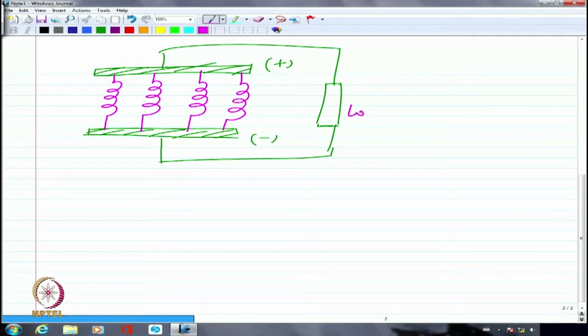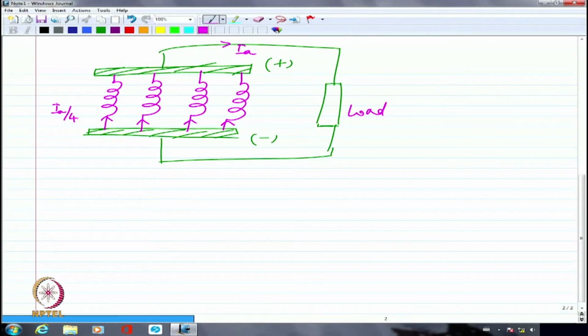So I'm going to have the load carrying a current. If this is IA, the armature current, each of the paths will carry approximately IA by 4. Each of them will be IA by 4 if there are 4 poles in my machine arrangement.